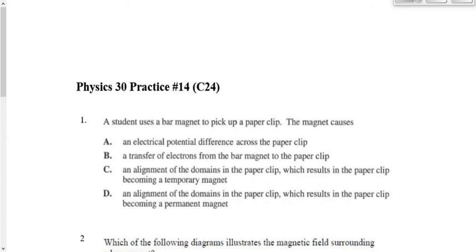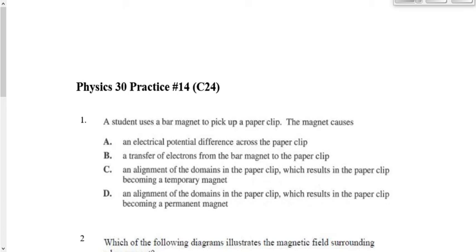Practice question set number 14. Number 1 says, a student uses a bar magnet to pick up a paper clip. The magnet causes what? What's the answer to this one? It's C. An alignment of the domains in the paperclip, which results in the paperclip becoming a temporary magnet.